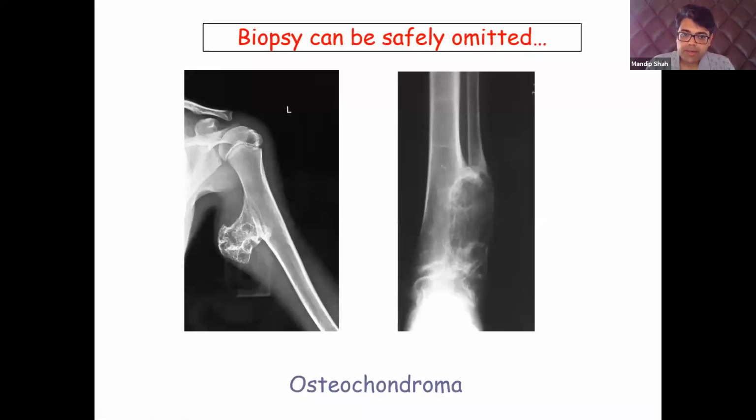Third is osteochondroma. As you can see, these are very, very classical textbook pictures of osteochondromas. But here, if you have even the smallest suspicion of transformation into chondrosarcoma, as evident by even a distant possibility of a soft tissue calcification or a little bit of high thickness of the cartilage cap on MRI, you should do a biopsy even here.